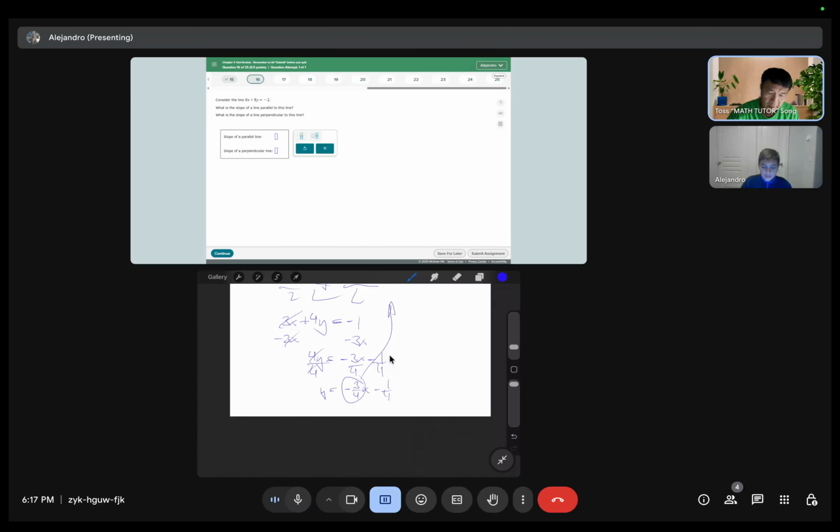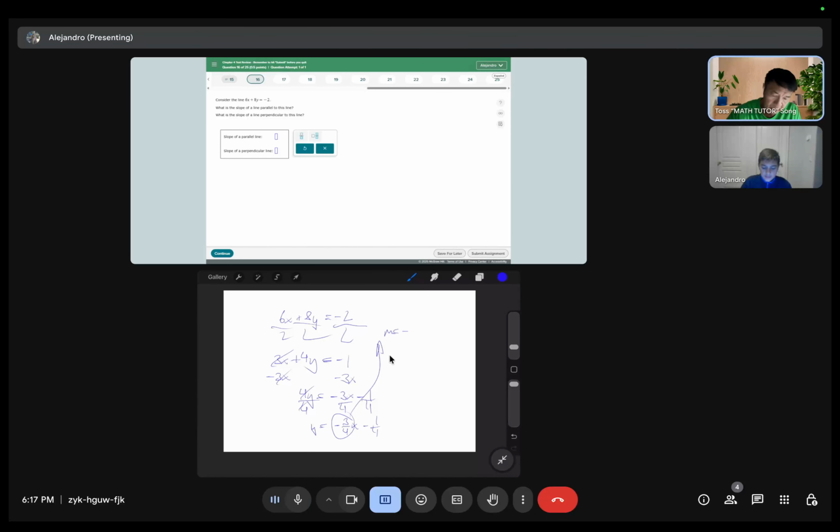Right now, the m that is parallel to it, I'll do the m parallel symbol, like a little subscript, is -3/4. And then m perpendicular, I'll let you think about that one. But are you okay with how I got the y = mx + b form, the slope intercept form?